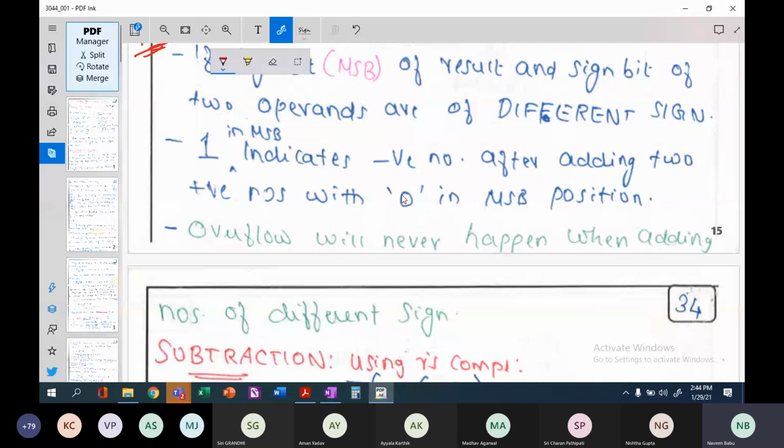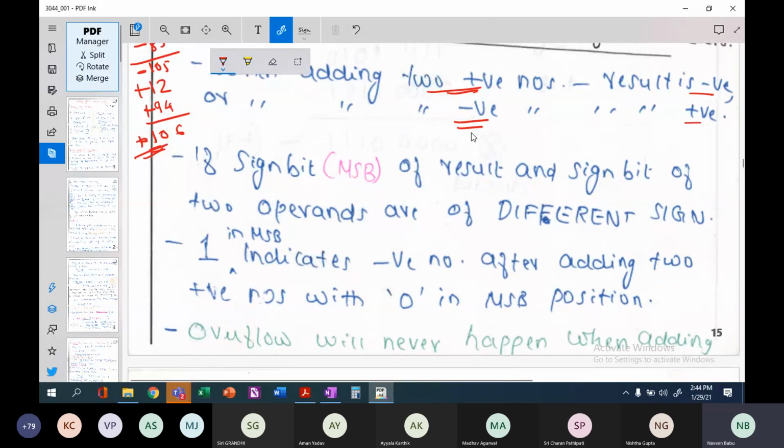So you must note that whenever you are adding two positive numbers or two negative numbers, your sign bit is altered. At the same time, you must also note that overflow will never occur if you are performing addition with numbers of different signs. If you are adding minus 25 with plus 10, overflow will never occur. If you are adding plus 75 with minus 10, overflow will never occur, which means that overflow will never happen when adding numbers of different signs.